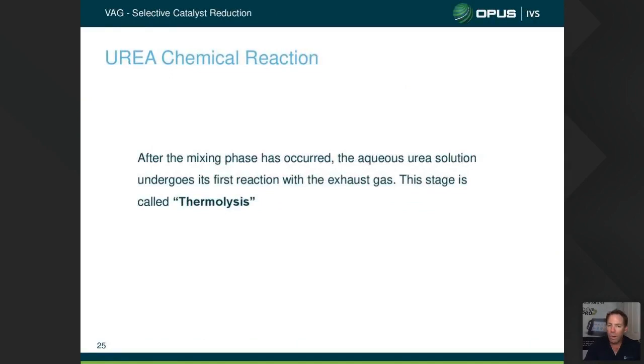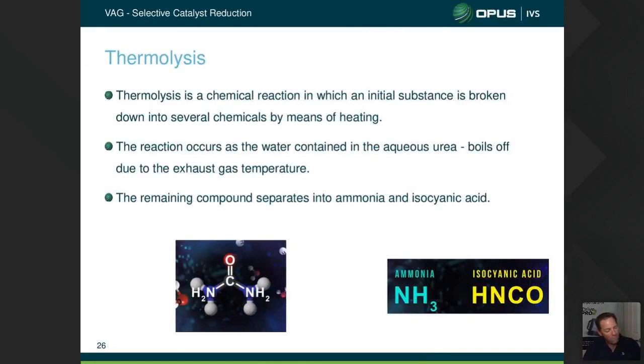Okay, urea chemical reaction. After the mixing phase has occurred, the aqueous urea solution undergoes its first reaction with the exhaust gas. This stage is called thermolysis. Well, I sound like a tech teacher. Thermolysis is a chemical reaction in which an initial substance is broken down into several chemicals by means of heating. The reaction occurs as the water contained in the aqueous urea boils off due to the exhaust gas temperature. The remaining compound separates into ammonia and isocyanic acid. There we go.